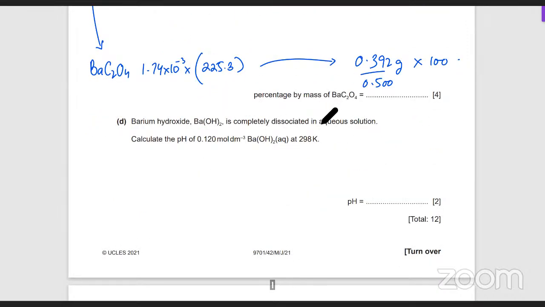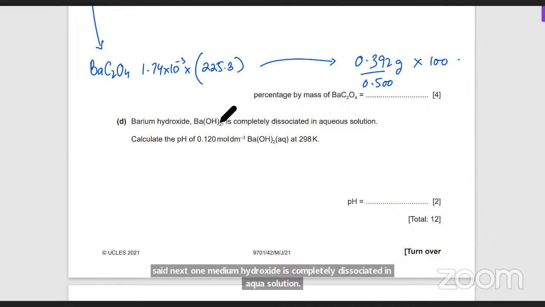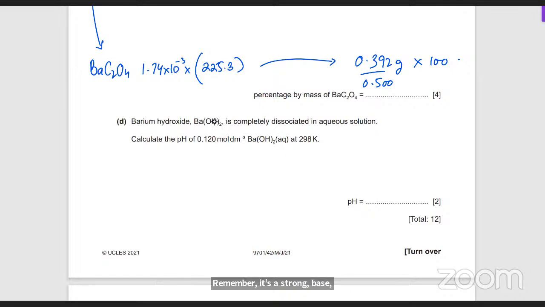Barium hydroxide is completely dissociated in aqueous solution. Remember, it's a strong base. Strong base, ठीक है? Strong base का pH कैसा निकालते हैं? A strong base completely ionizes. The Ba(OH)2 is not going to be a reversible reaction. It's going to completely ionize and dissociate into its aqueous ions.